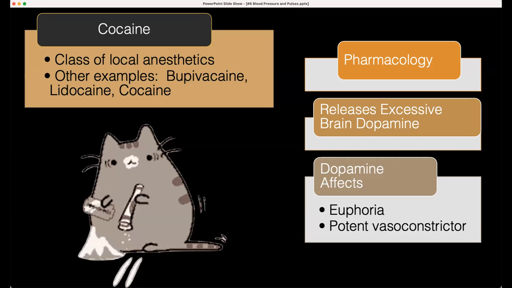So besides euphoria, its other effects or side effects are potent vasoconstriction. So it raises the blood pressure really high. It constricts down all the small vessels. And so it can cause vasoconstriction of the coronary arteries, and people can have a heart attack, even though they're younger. You can still get a heart attack if you take too much cocaine.